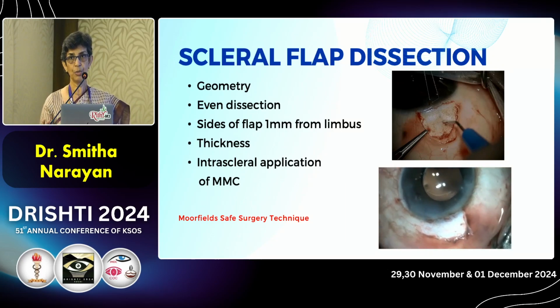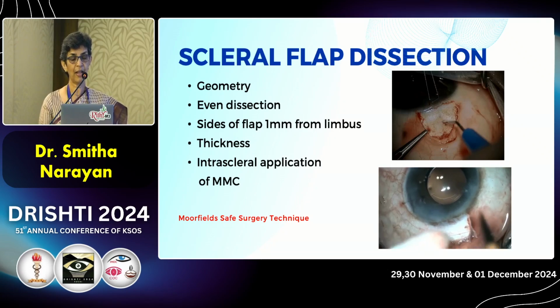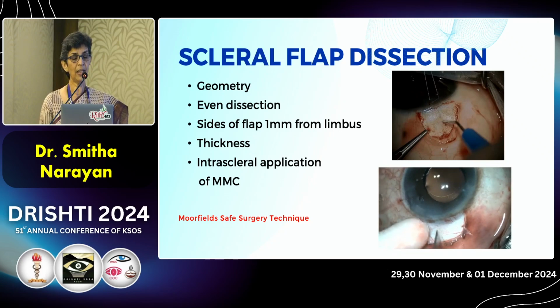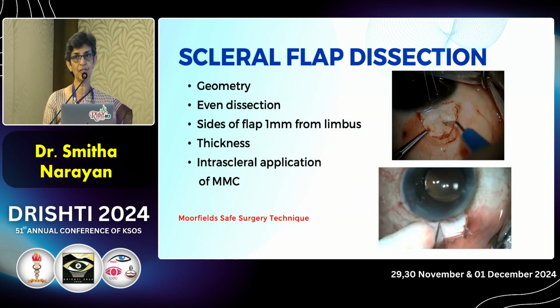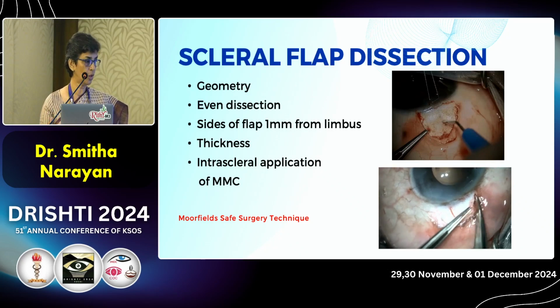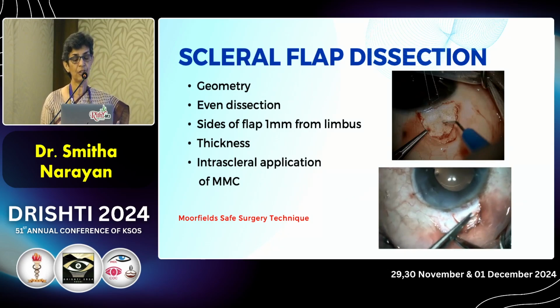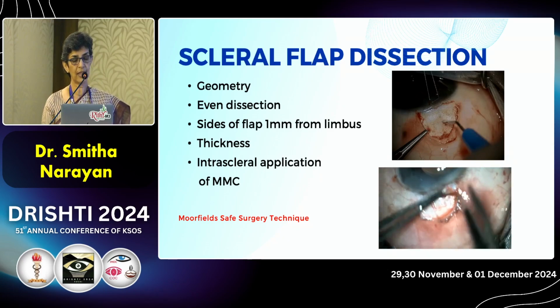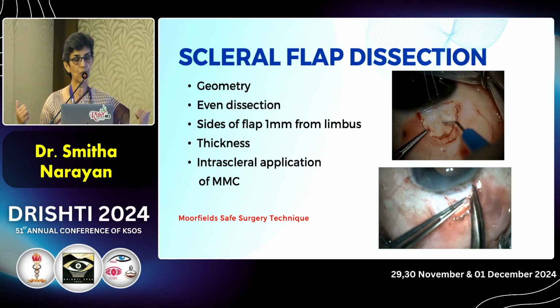The dissection should be even. The partial thickness scleral flap that is created should be, I use a crescent blade, but the important thing is that the undersurface of the scleral flap should be as smooth as possible, because otherwise if it's a rough surface, it will promote fibrosis. The sides of the flap are cut 1 millimeter from the limbus according to the Moorfields Safer Surgery technique, so that allows for the posterior flow of the aqueous, and therefore we get a low bleb.